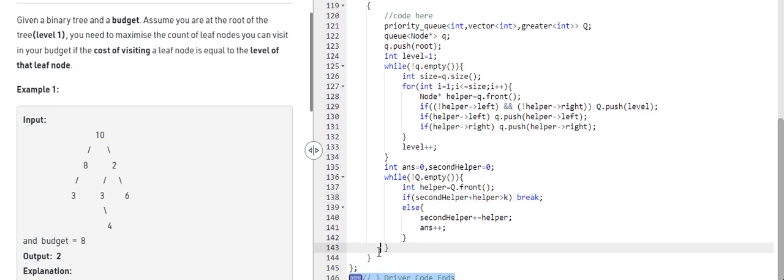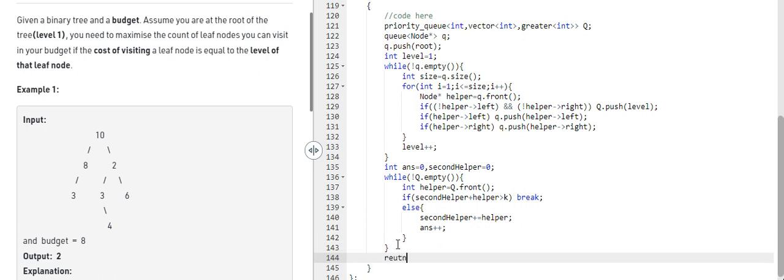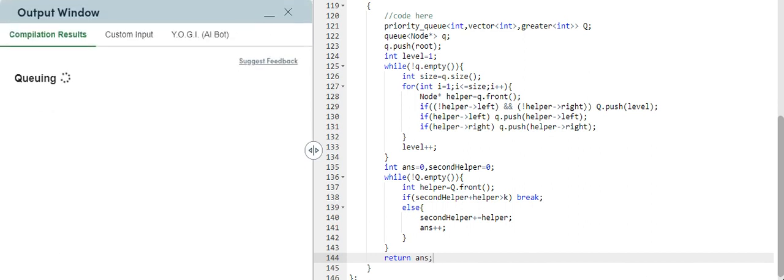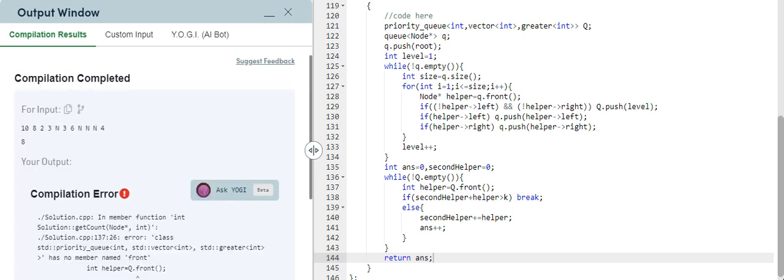And then at the end you have to return ans. So just run the code. Okay, what is the error? Yes, queue has no front function. Priority queue has a function named top, not front.